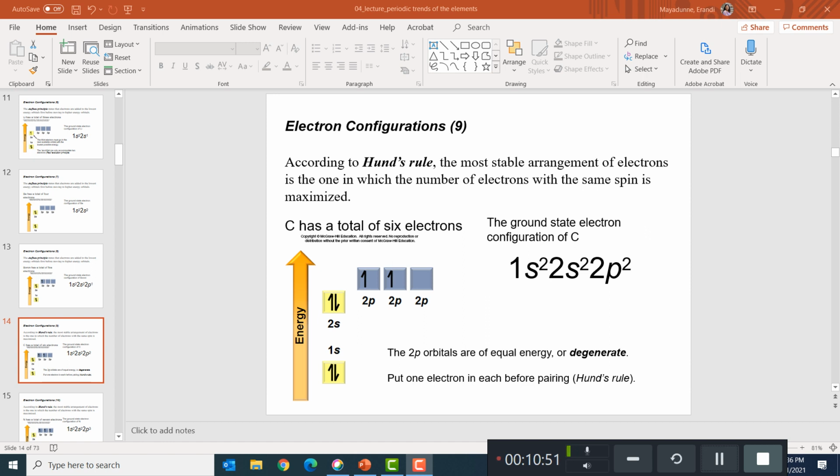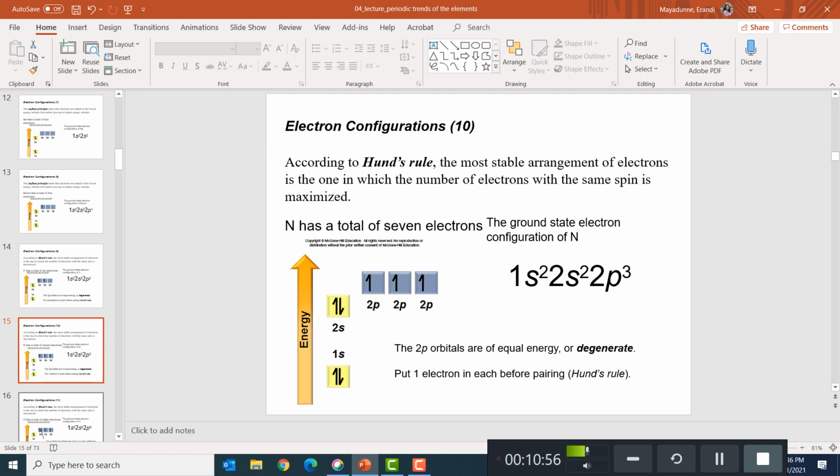Those are the main rules that we need to know in filling the electrons. So here I have nitrogen. Before writing the electron configuration, the very first thing you check is how many electrons nitrogen has. Nitrogen has 7 electrons. So first 1s2. You have 5 more, which go to 2s2, and then the 3 more go to 2p3.